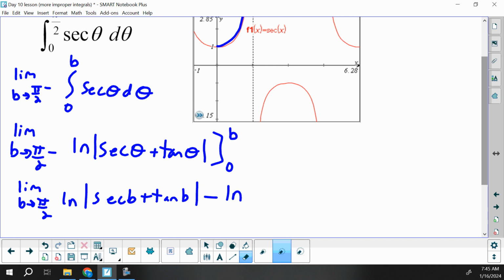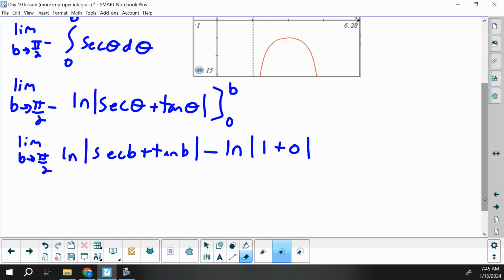So we've got the graph of secant right there. Secant of 0 is just 1, plus tan of 0, which is sine 0 over cos 0. Sine of 0 is 0, cos 0 is 1, so 0 over 1 is just 0. So inside that second natural log, we'll just have 1. Natural log of 1 is 0. So that second natural log is going to be completely gone.